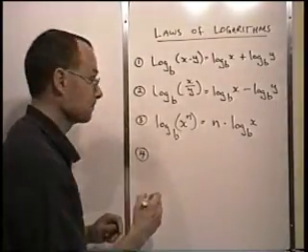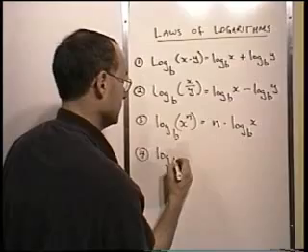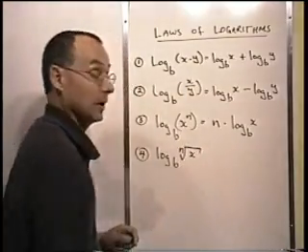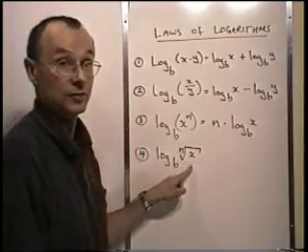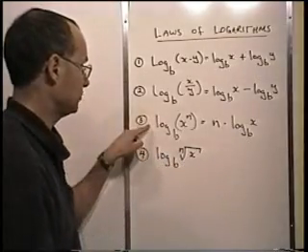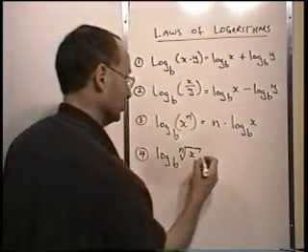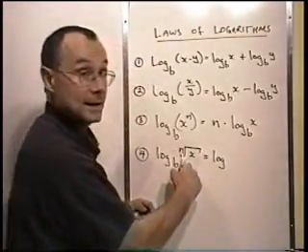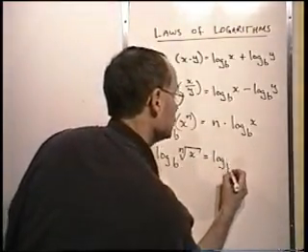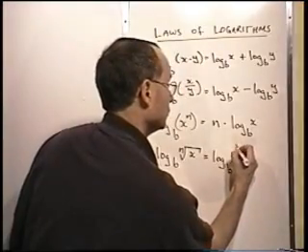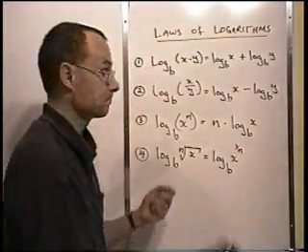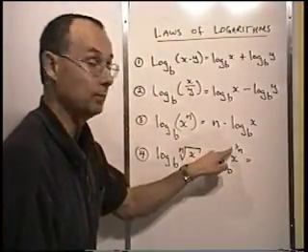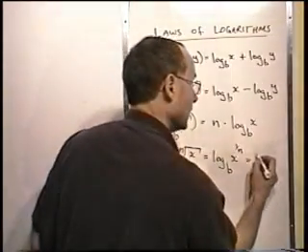And lastly, what about the log of the nth root of something? Now, I think of this fourth rule as a kind of spin-off of the third rule, as you'll see. And here's my reasoning. If I'm taking the nth root of x, I could write that as x to the 1 over n. And now I'm back to rule number 3. I've got an exponent, so I'm going to bring that exponent out front.